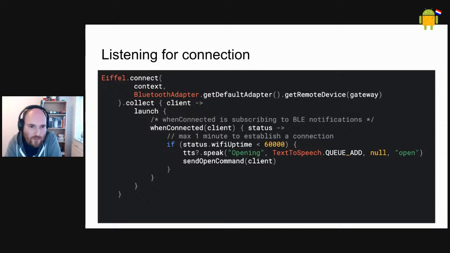And as soon as it is connected, that when-connected block will emit the status. And in that status, I can check if it's up for less than 60 seconds, because I thought it would be nice to have some threshold here, just in case it's opening the door all the time. That's not what I want. And then using the text-to-speech API in Android, it will announce in my helmet that it's about to open that door. And then it will send that open command over Bluetooth to the microcontroller.